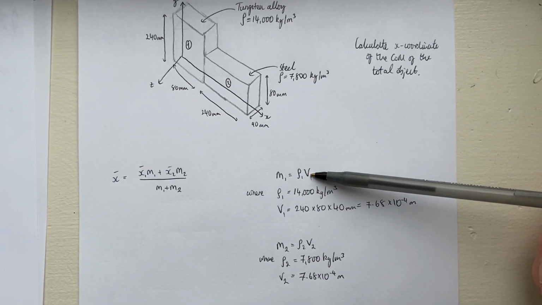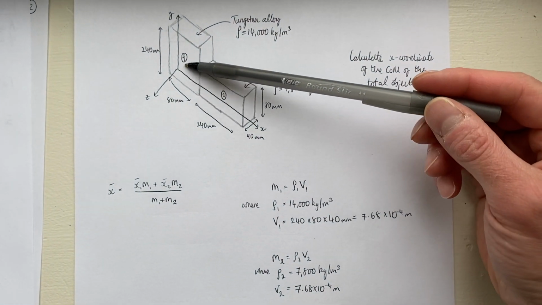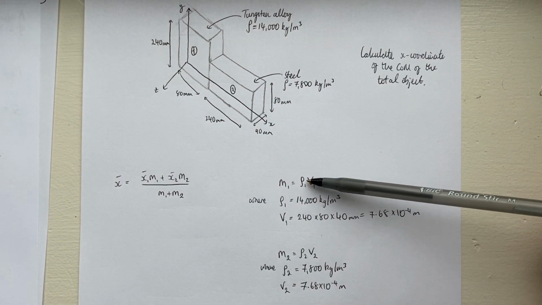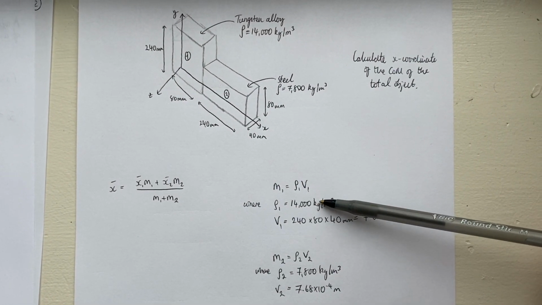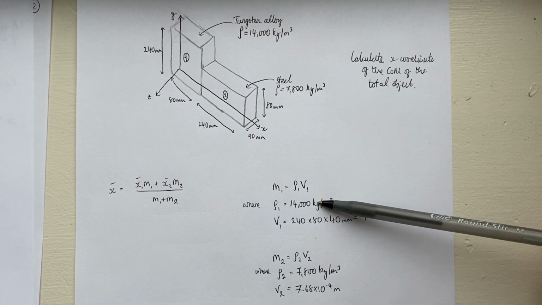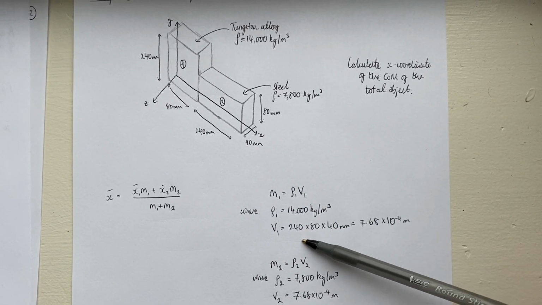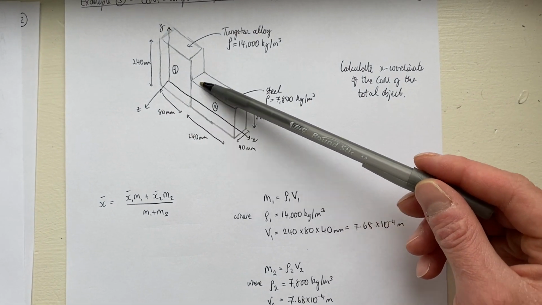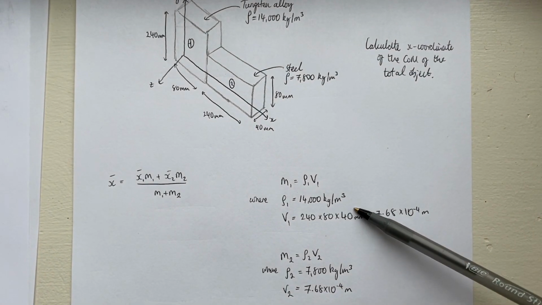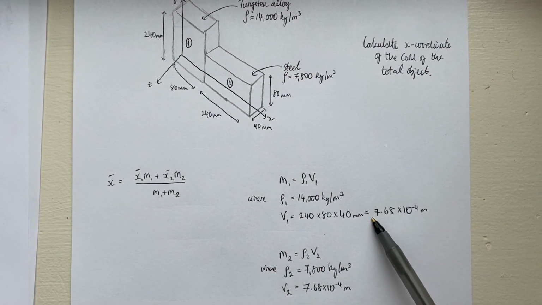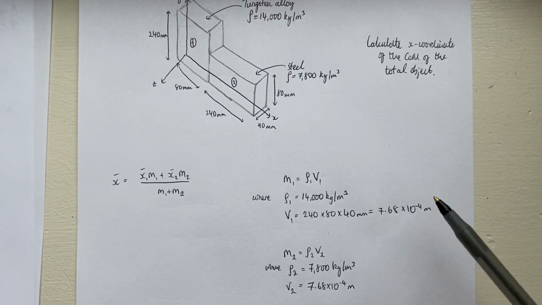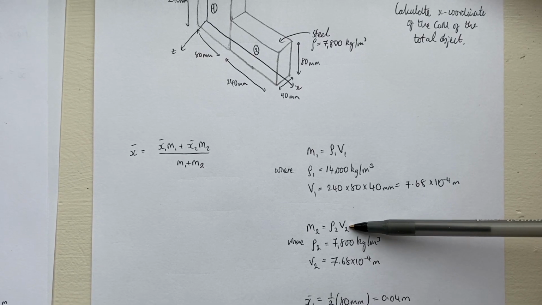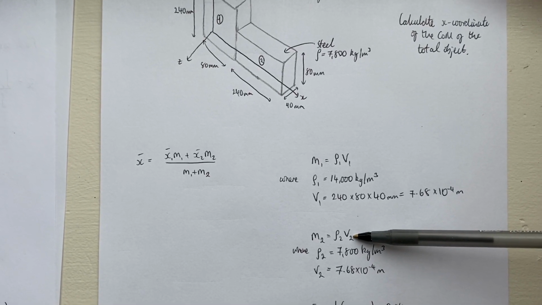The mass of the first piece is just the density multiplied by the volume. I have both of those pieces of information. I'm given the density of the tungsten bit, and I can work out the volume by doing base times width times depth. And I've written that in terms of meters, converted the millimeters into meters. And I've done that for the second piece as well.